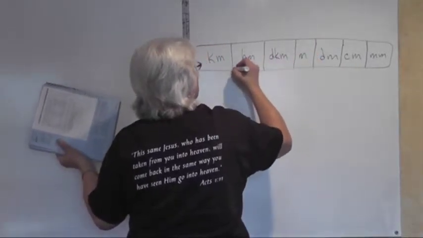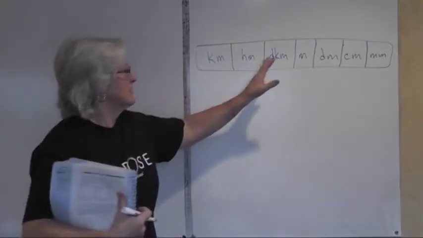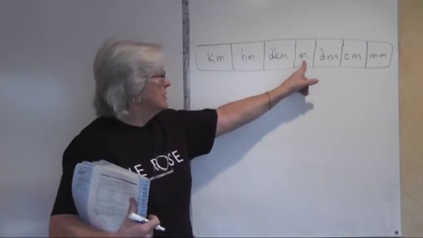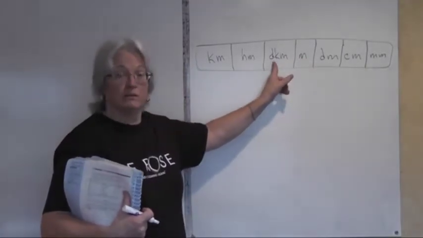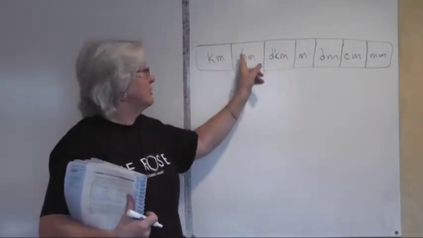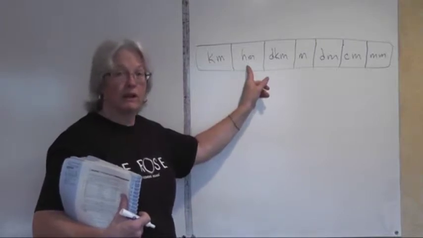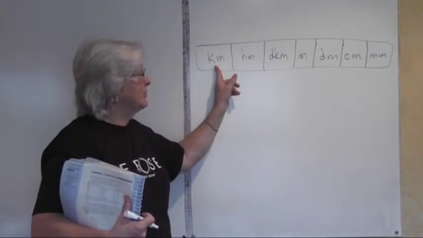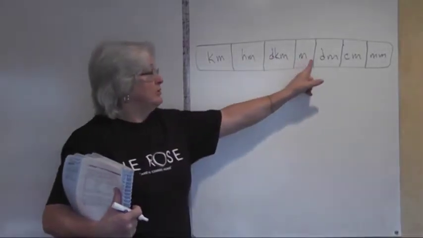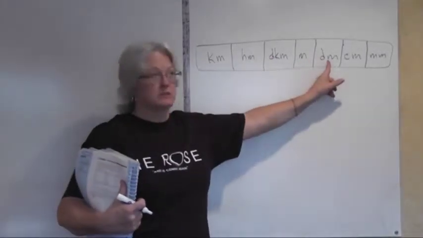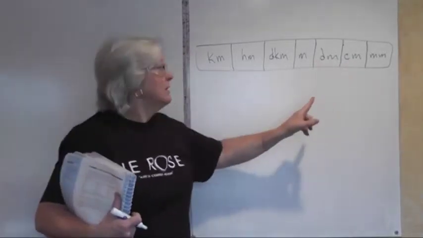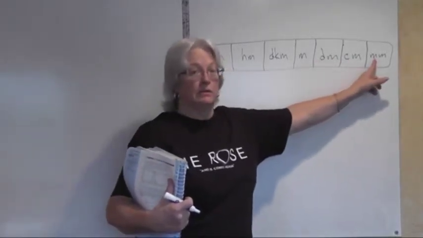And I will tell you that they've included all of these units here so that we see a meter you multiply by 10 to get a decameter. You'll multiply by 10 again to get a hectometer. You multiply again by 10 to get a kilometer. Meter you divide by 10 to get a decimeter. Divide by 10 again to get a centimeter. And then divide by 10 again to get a millimeter.